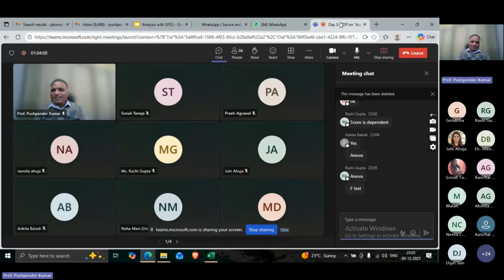Now my question arises: why not 3? When we say 3 factors, we enter into ANOVA. Why not 3 in t-test? Where is the problem? What is the problem? Now, I hope you are understanding the concept, what I want to discuss with you. You are able to understand.